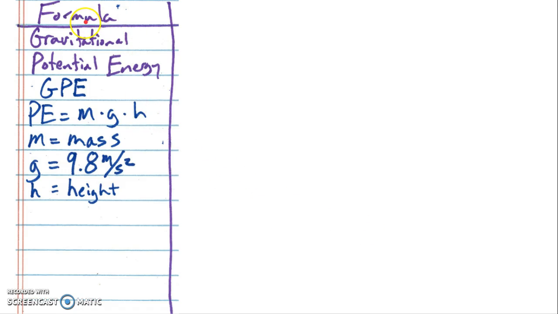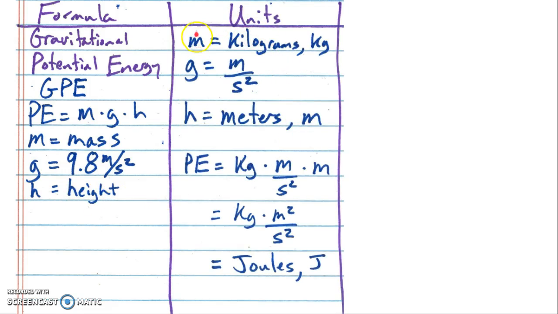Now, we look at our reference table, or our three-column worksheet. We've got gravitational potential energy, or GPE. The PE is mgh, where m is mass, g is the acceleration due to gravity, which is 9.8 meters per second squared, and h is height. Our units: mass is measured in kilograms, kg, gravity in meters per second squared, and height in meters. So potential energy is kilograms times meters over second squared, which is kilograms times meters squared per second squared, which gives us joules, and that's the same unit for work. So work and energy are actually the same thing.